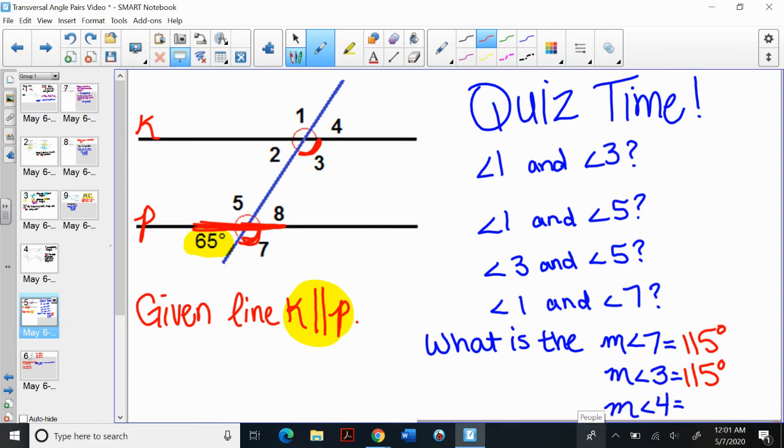Last one, what about the measurement of angle 4? Good. So one way to pick this out is just that angle 4 is definitely acute compared to the other two angles that we've looked at. Another way to pick this out might be to label this as 115 degrees right here so that you can see this linear pair again along the line, making angle 4 also 65 degrees. So 65 degrees is correct for the measurement of angle 4.